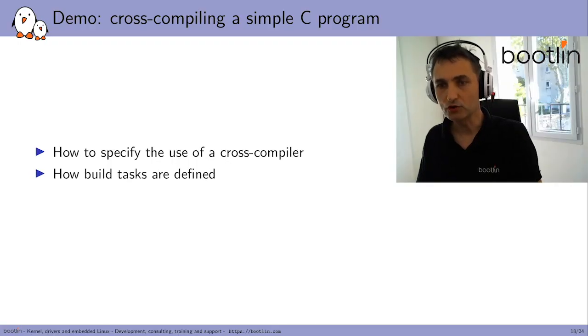Now I'm going to show you how to cross-compile a simple C program, Hello World, of course. So I'll show you how to specify the use of a cross-compiler in the interface. Actually, it's just replacing the name of the compiler executable. And then I will show you how to define the default build task so that you can easily compile a program every time you change a line of code, right? Just by pressing a button.